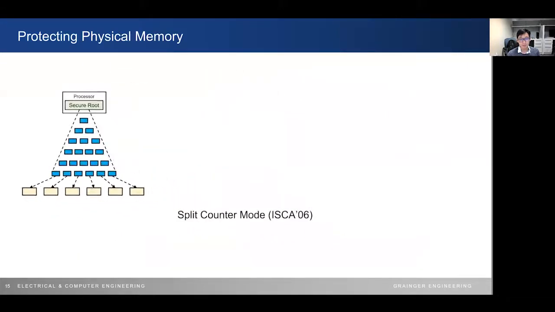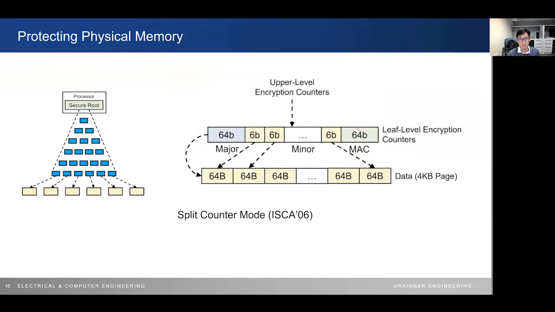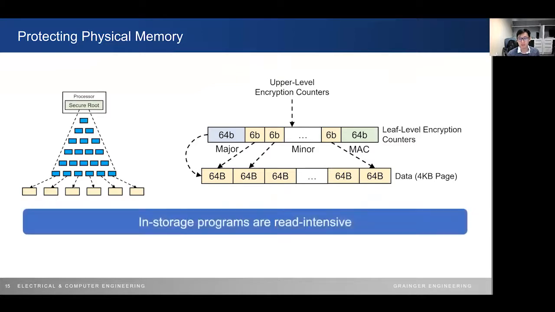Together with this Merkle tree, in order to provide confidentiality of memory contents, a common approach is to use split counters to encrypt memory at cache line granularity. A split counter uses the concatenation of a major counter and a minor counter to encrypt each cache line. The purpose of minor counters is to mitigate memory write overheads. However, this is less of a concern for in-storage computing because we observe that in-storage programs are mostly read-intensive.